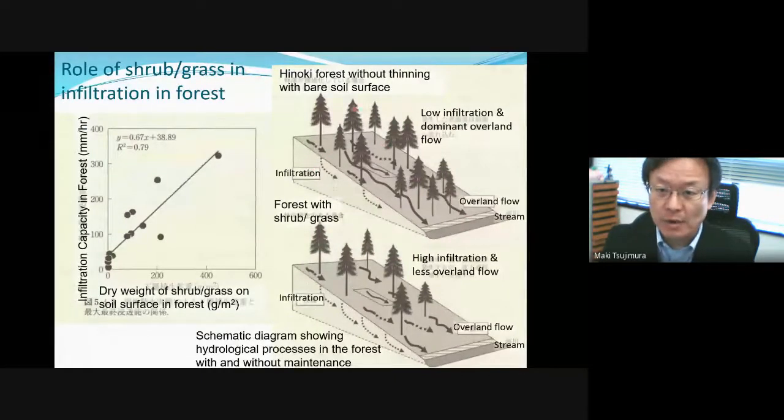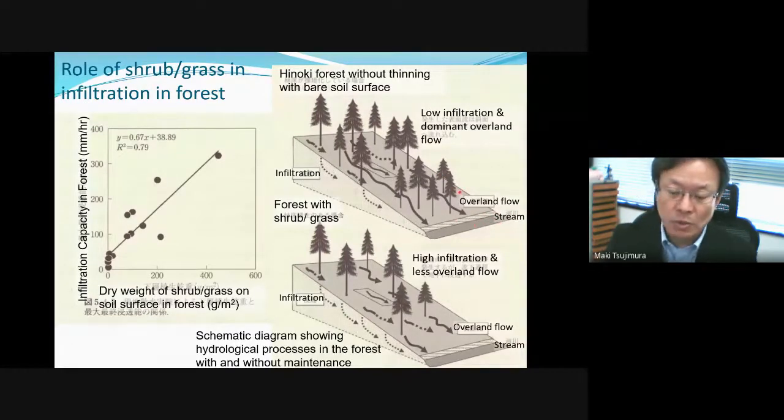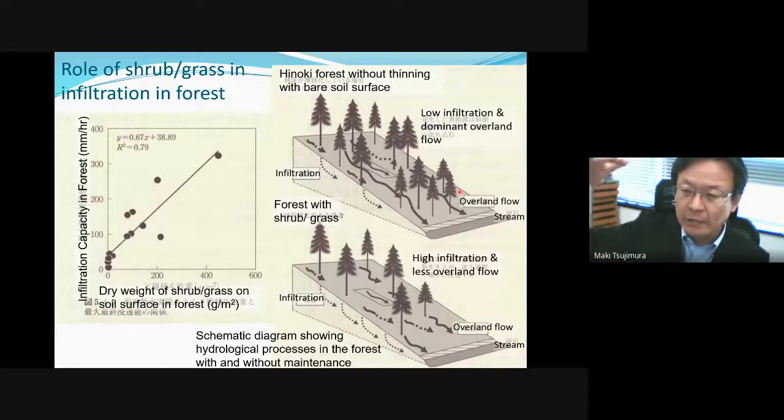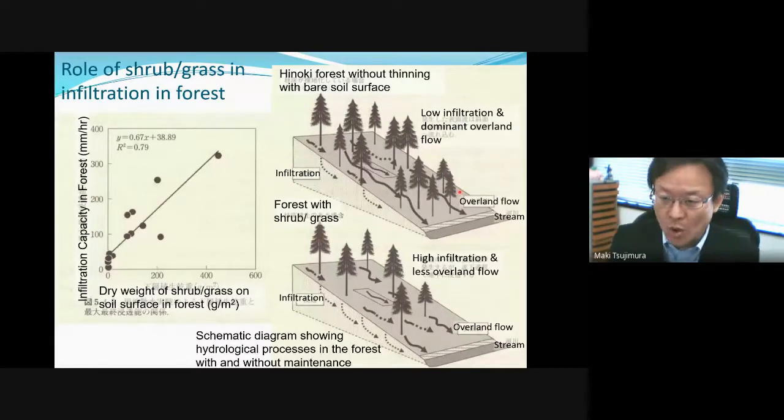Here, Hinoki forest without thinning with bare soil surface has low infiltration and dominant overland flow, so water quickly reaches the stream or river water. So quick discharge, a higher peak, and this causes storms or floods in the river waters. However, forest with shrub and grass has high infiltration and less overland flow. Most of the water infiltrates and recharges the groundwater and slowly discharges to the stream. So low peak and less flood in the river waters.